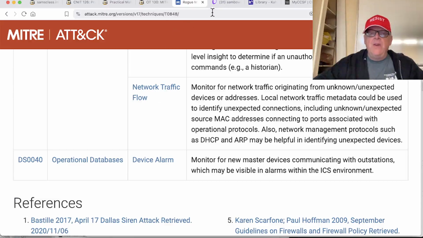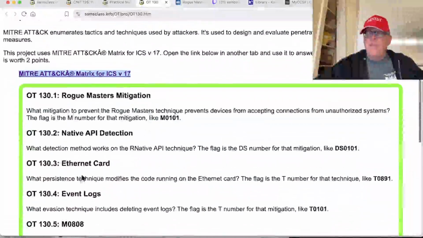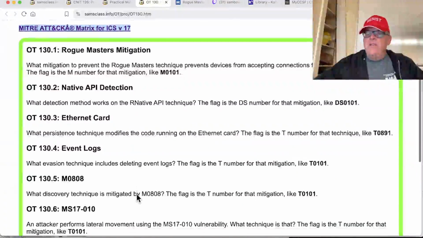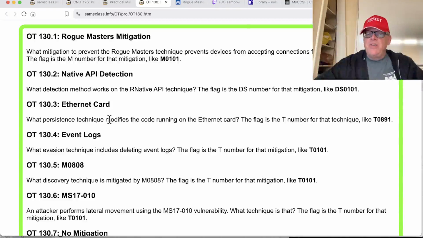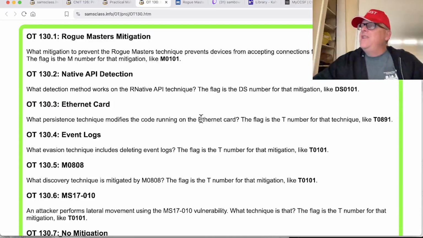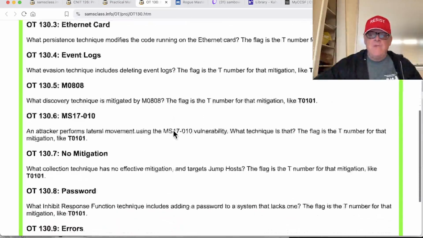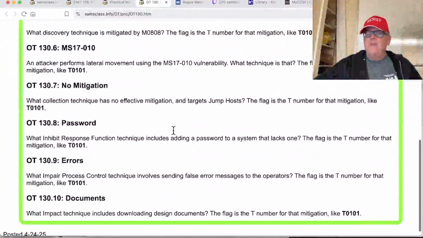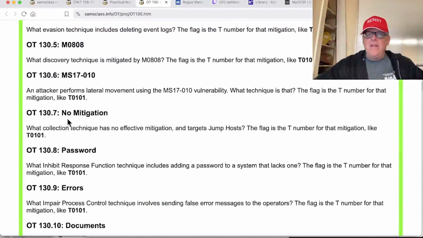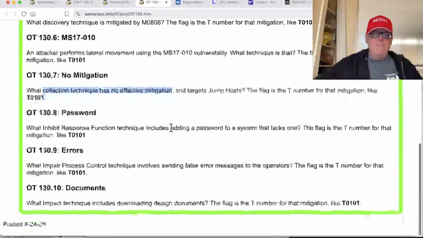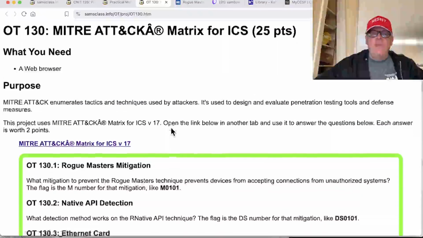So this project is really just basically a quiz where you have to look up a bunch of these things, find them there, like there's a persistence mechanism that puts malware on the Ethernet card. So you should find that one, and so on. There's just various things that have been observed to happen here. And here's one that caught my attention. There are some collection techniques where there is no effective mitigation. There's no known way to stop it. So that's interesting. Anyway, you might want to do that if you like.